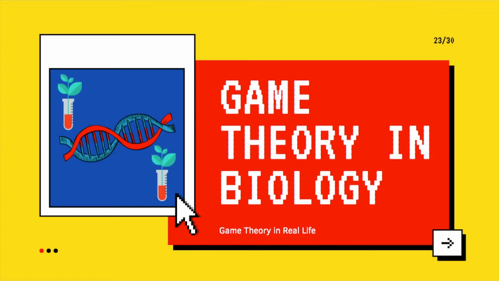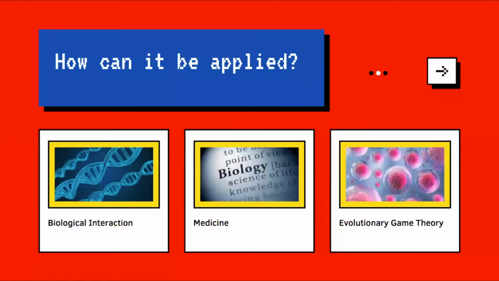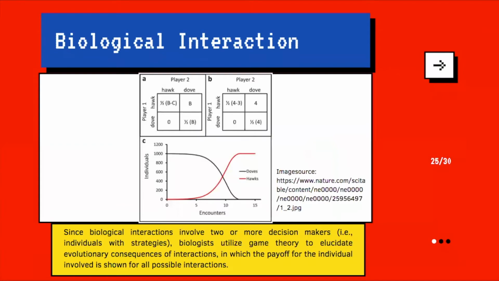Game theory can be applied in three areas inside the field of biology: biological interaction, medicine, and evolutionary game theory. Since biological interactions involve two or more decision makers, such as individuals with strategies, biologists utilize game theory to elucidate evolutionary consequences of interaction, in which the payoff for the individuals involved is shown for all possible interactions.